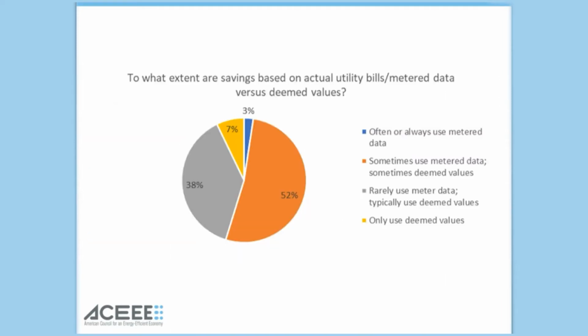Looking at the extent that savings are based on actual utility bills and meter data versus deemed values, you see that really 52% there sometimes use meter data, sometimes deemed values. I think that's what that says, that you use meter data where you can get it and where it's not too difficult or too time consuming, but they also use deemed values, and those have certainly become more prevalent with technical reference manuals, and that saves everyone a lot of time and second guessing and questioning down the road.